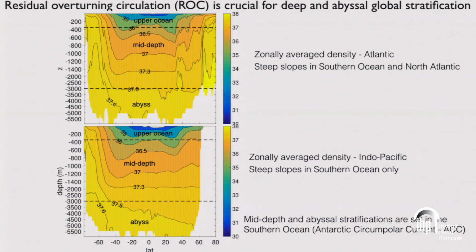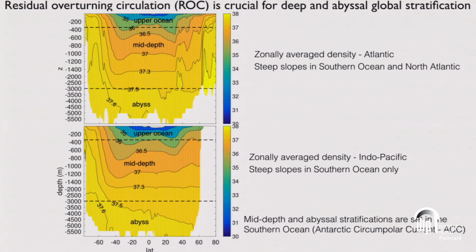Okay. So here's the density. So you see 37, is it about 1,000 meters? And 37.52, is it about 3,000 meters? And this is a zonal average in the Atlantic sector, and this is a zonal average in the Indo-Pacific sectors, and time average as well. This is data interpolated with a model.